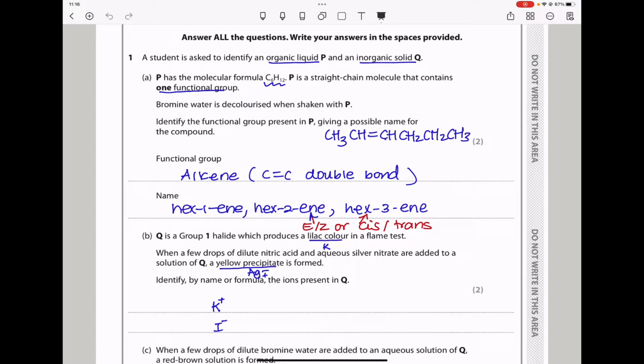Because bromine water is decolorized, we can say the functional group present is a carbon-carbon double bond, and therefore it's an alkene. The possible names are hex-1-ene, but it could be hex-2-ene, it could also be hex-3-ene, or it could be the isomers of these two because they can be E and Z isomers, or cis and trans isomers. So any one of all these would award you the mark that was given here.